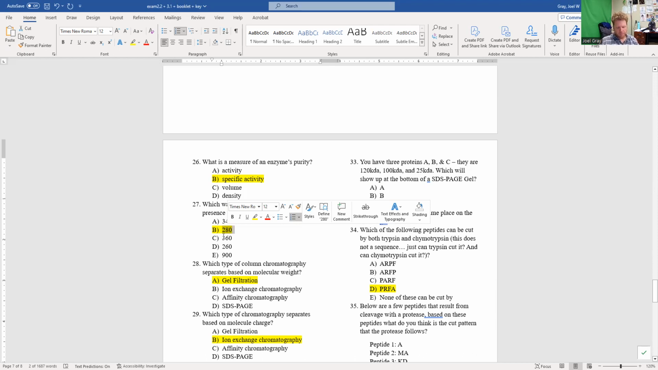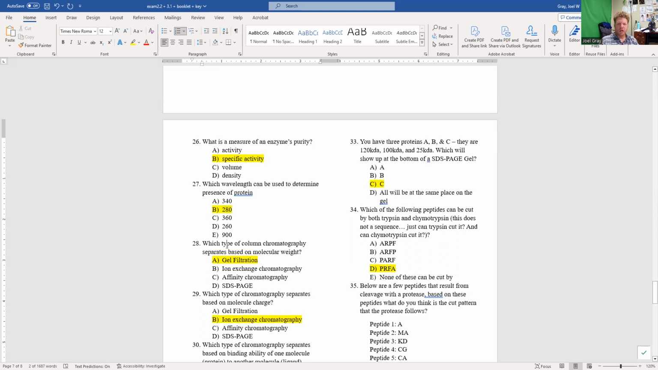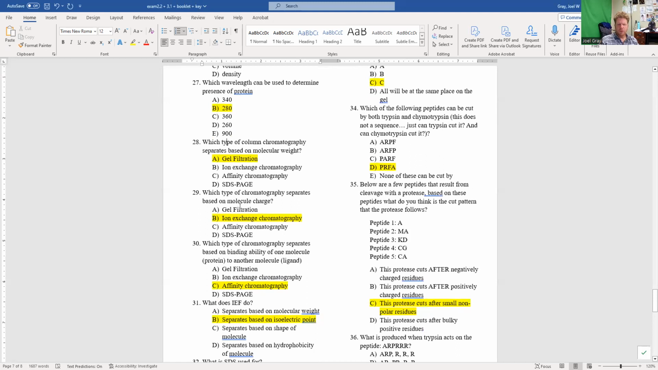Then it's number 27. Number 28. Which type of column chromatography separates based on molecular weight? A, gel filtration. Number 29. Which type of chromatography separates based on molecular charge? B, ion exchange chromatography.